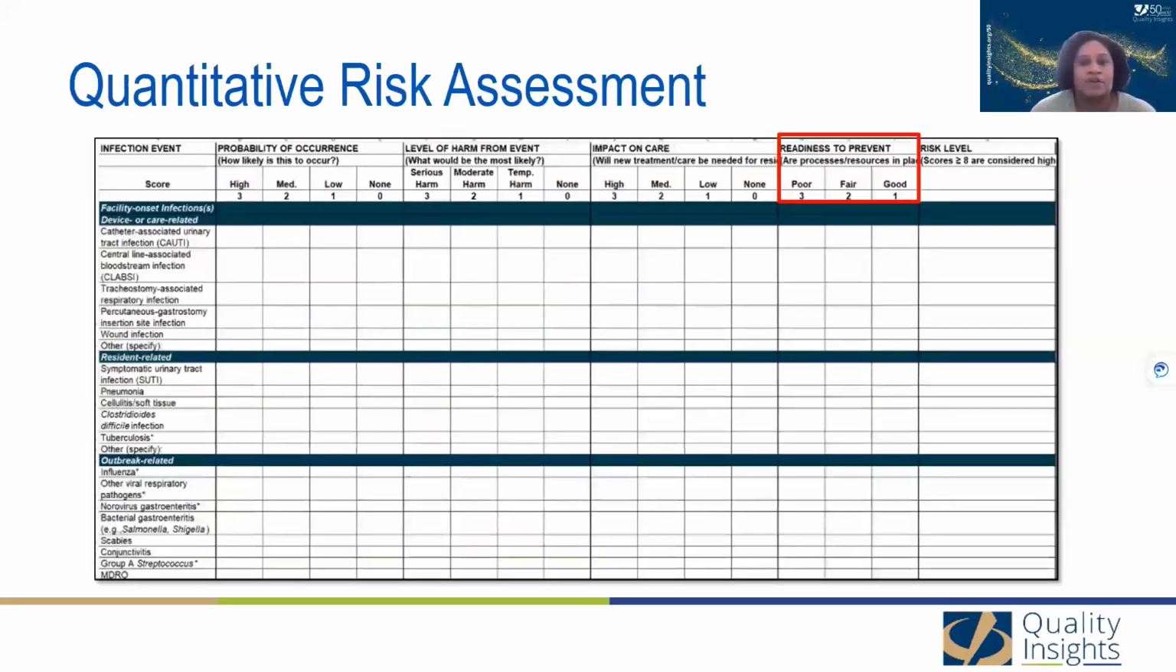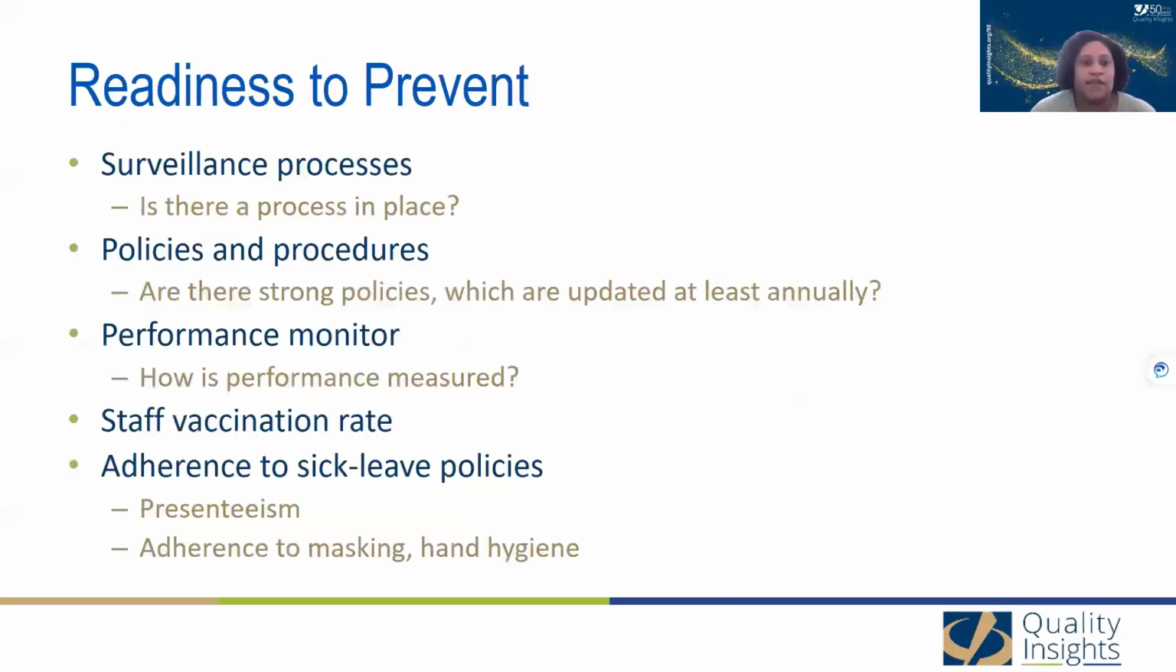And the last score column is readiness to prevent. How ready is your facility to handle any of the risks that you've identified? Do you have good process in place for surveillance? Are your policies and procedures for that issue strong? Do you have a performance monitor set up for it? Your staff vaccination rates? Do you have good adherence to sick leave policies? Are there any issues with presenteeism?